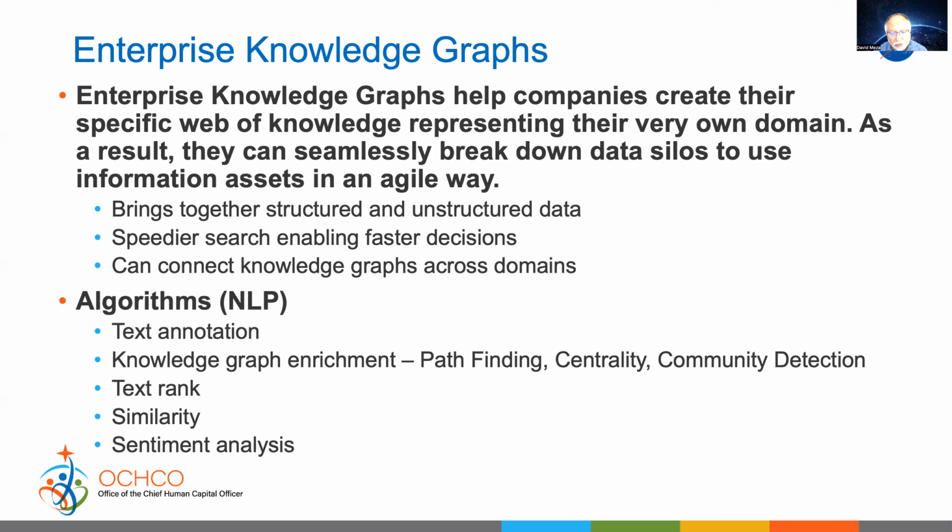And of course, within the knowledge graph itself, you've got different types of graph algorithms you can use, such as pathfinding, centrality, and community detection. All of these will help you not only to group your information together, but also to find the answers to those types of questions you want to look at.